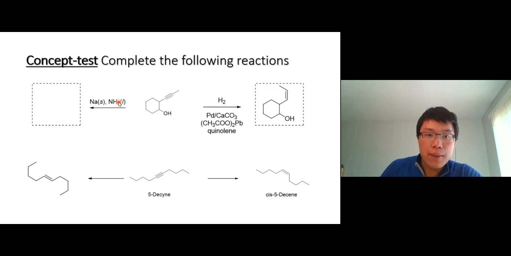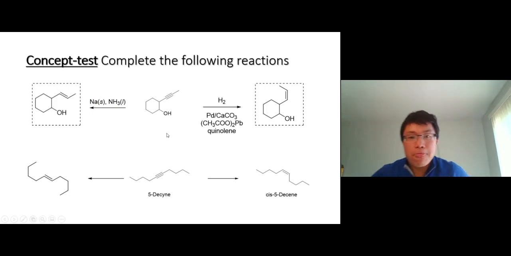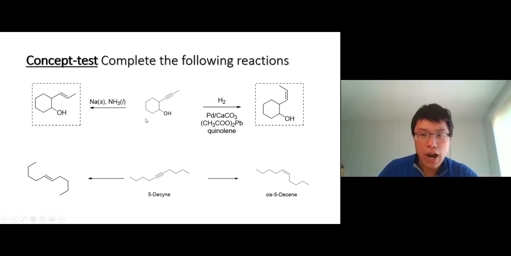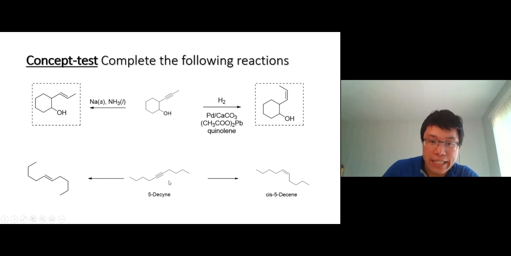Go on the other side. So sodium in liquid ammonia, you get trans. So here you have to add the reagent. Go to the right, you get cis. So the alkyne goes to a cis alkene, totally Lindlar's catalyst. So hydrogen and Lindlar's catalyst. On the left side, you get trans. So sodium in liquid ammonia.